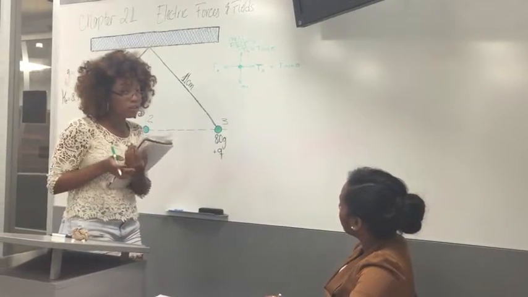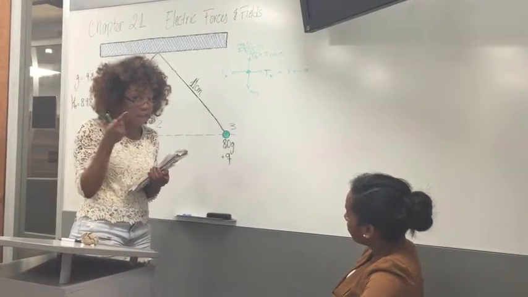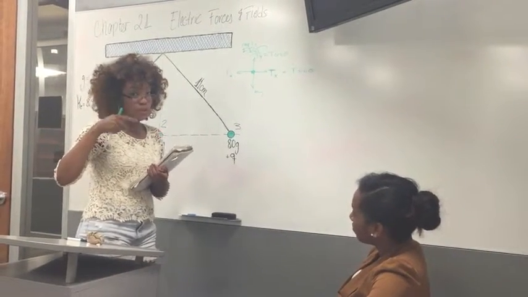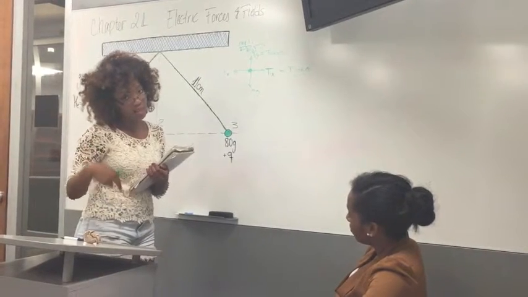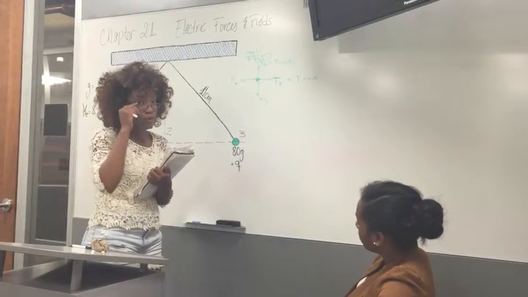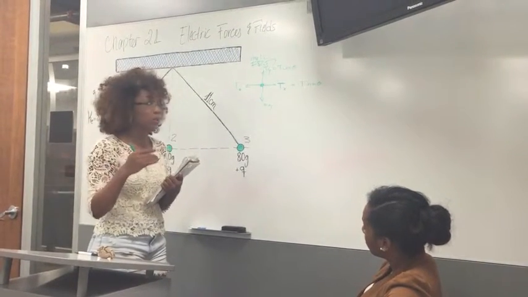So one thing that we learned last class was about equilibriums. And there's 2 types of equilibriums. There's static equilibrium and dynamic equilibrium. The difference between the two is that one is moving and then one is not. Static is not moving and dynamic is moving. But both are equal to 0. The sum of all the forces are equal to 0.